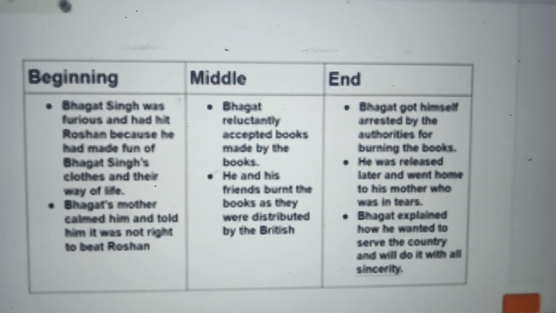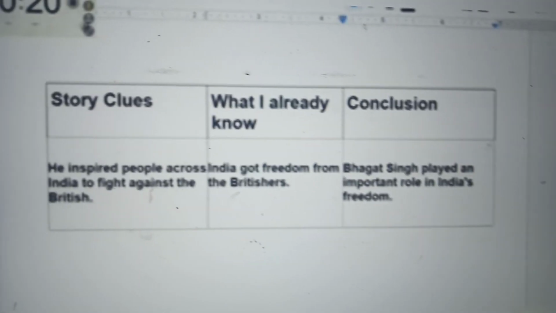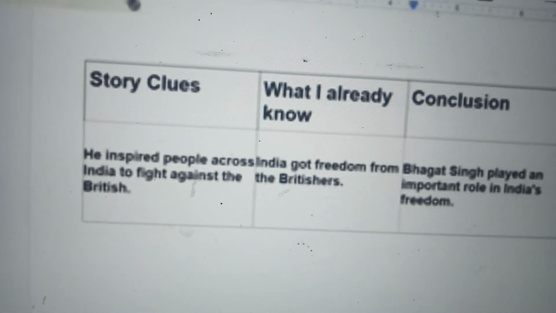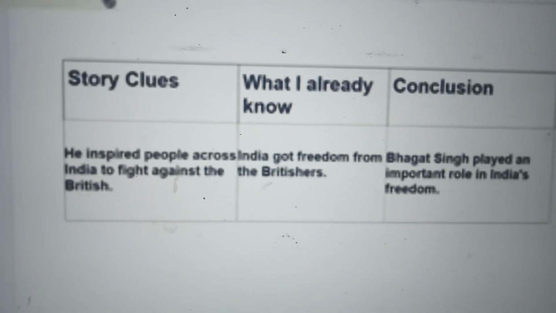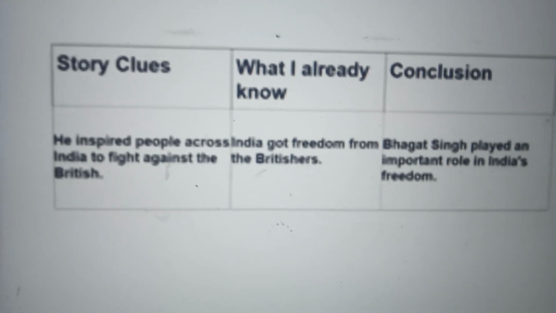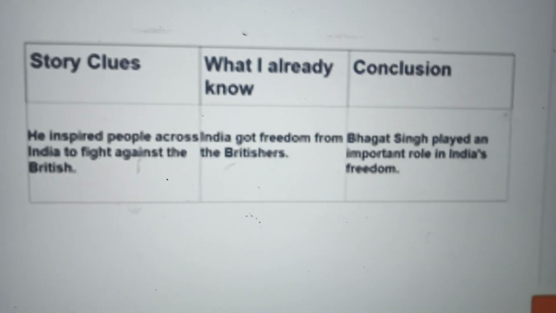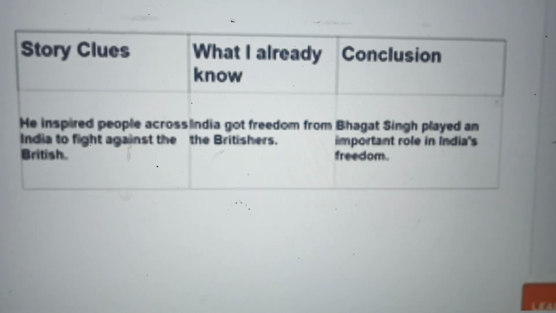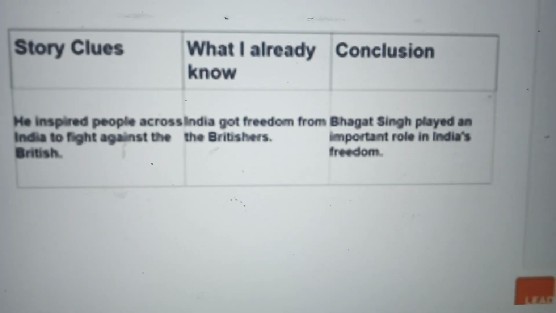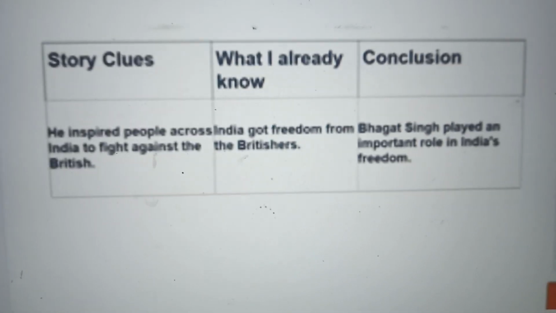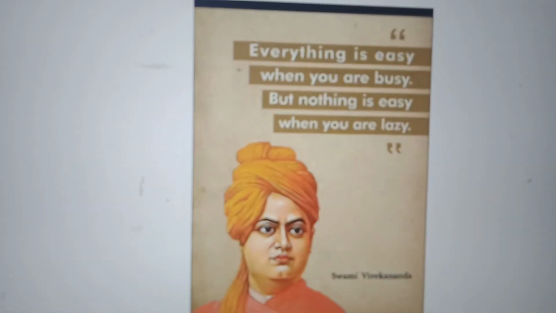Okay, story clues, what I already know, conclusion. First, for example, story clues: he inspired people across India to fight against the British. So what I already know: India got freedom from the British. Okay, and what I conclude: Bhagat Singh played an important role in India's freedom. Okay, it's very easy. If you read that one or two times, you will understand.